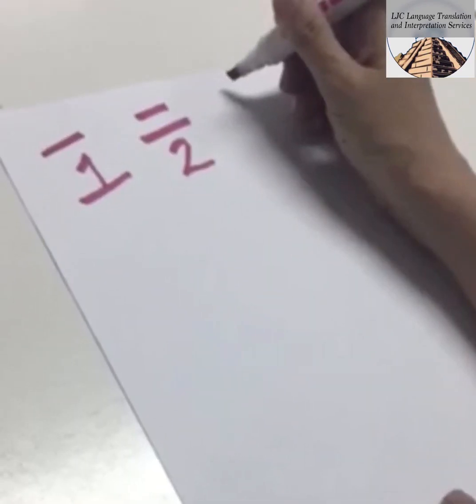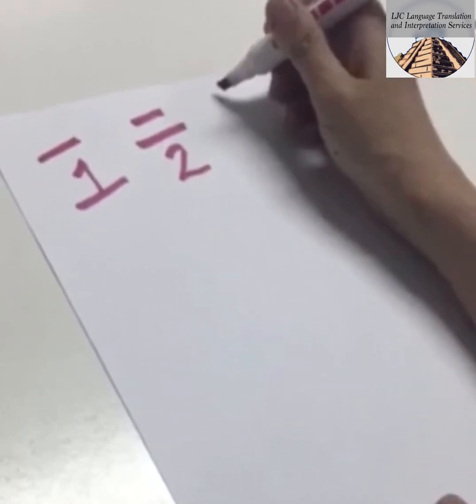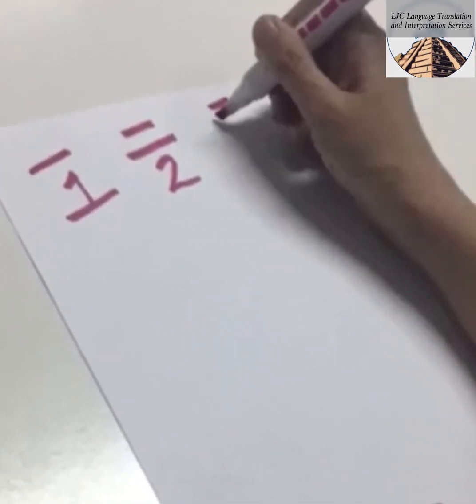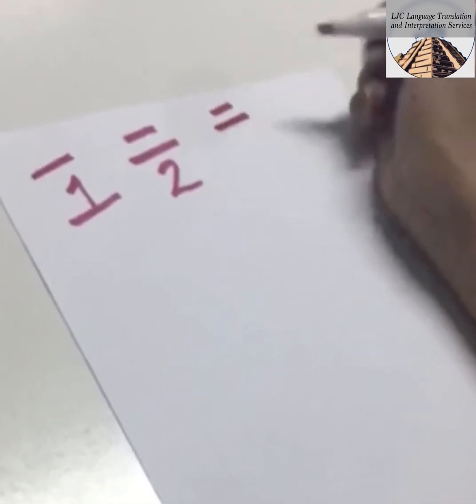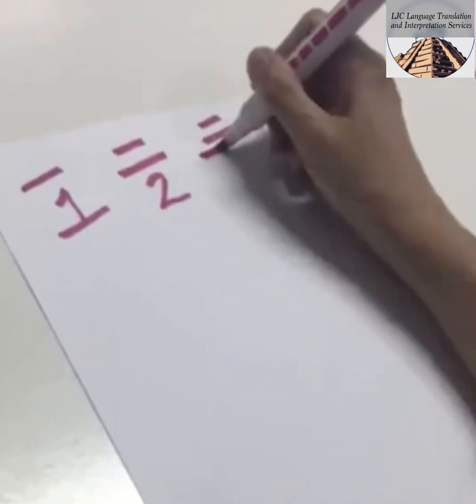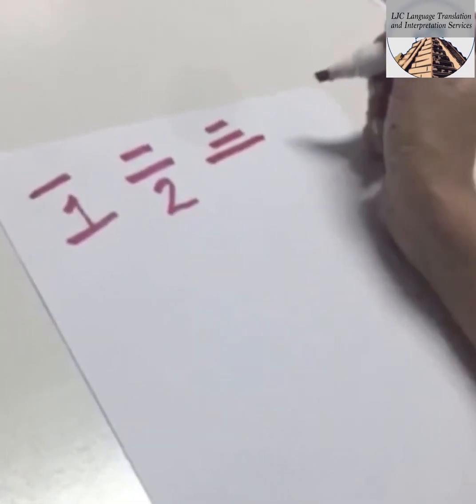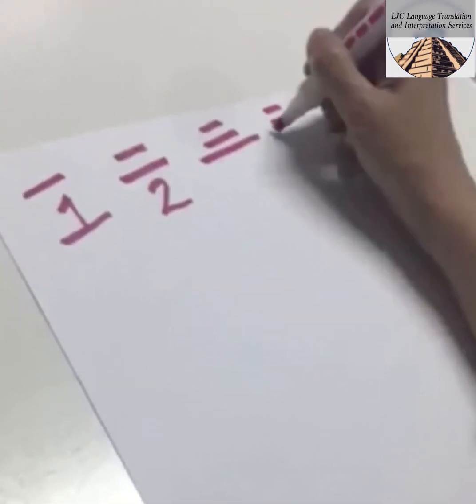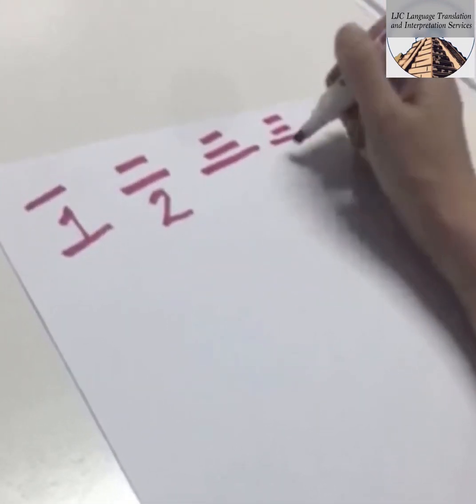Next is 3. Sun. Remember, 3 is a crowd. So after it's a pair, one more so that it will become a crowd. Sun. Or we can write it this way. This one. Sun.